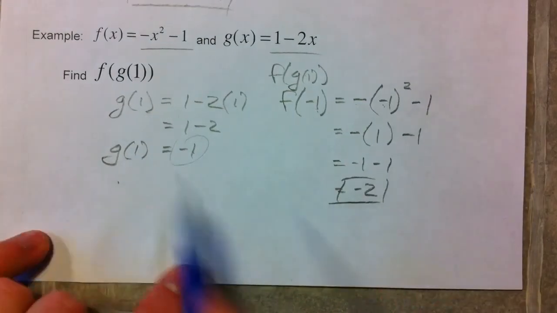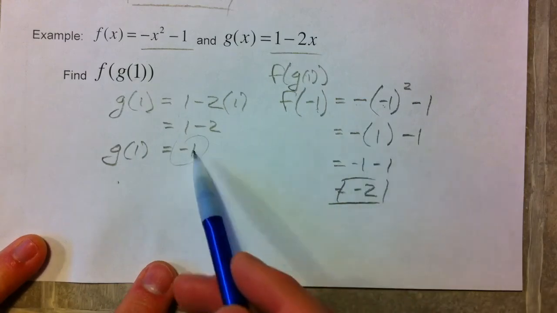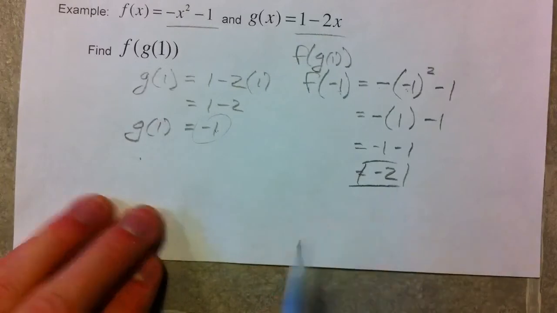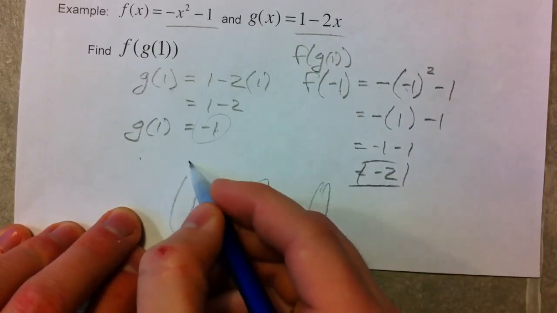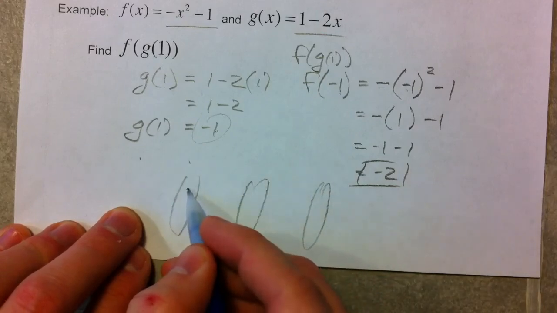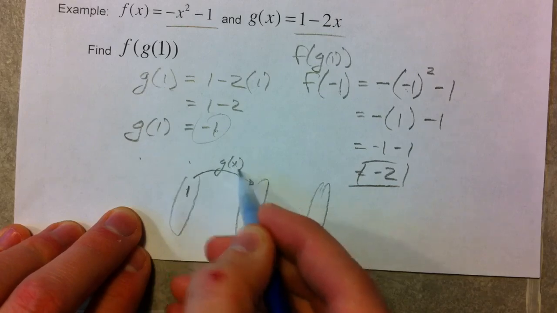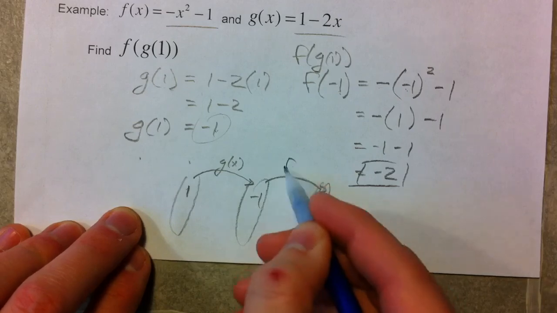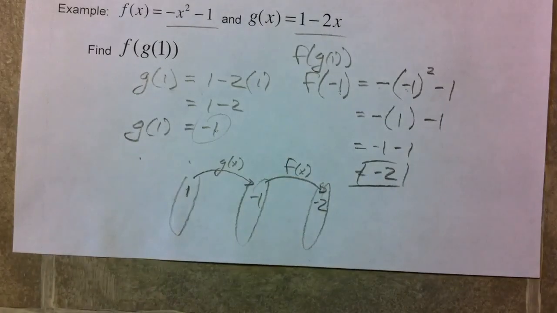And so if you first plug 1 into g, you get negative 1. And then you take negative 1 and plug it into f and you get negative 2. What this notation is saying, if you had a mapping, is you have 1 that you started with and it went through function g and you got negative 1. And then it went through function f and you got negative 2. Alright, so there you have it. Composition of functions.